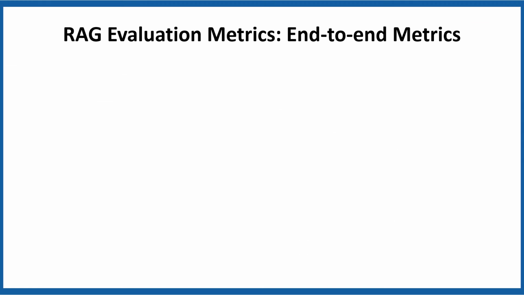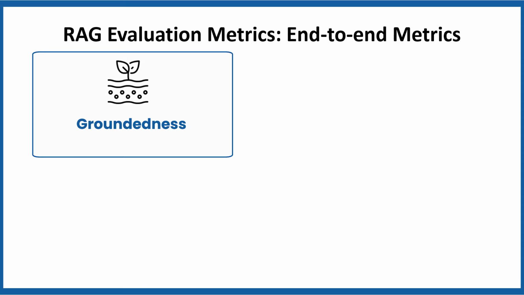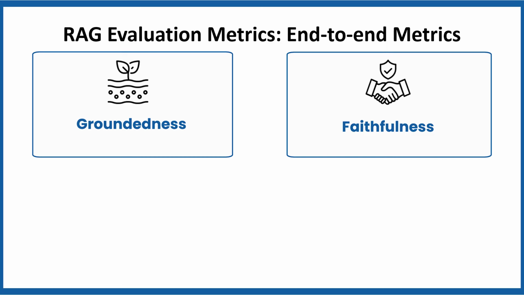Now it's time to discuss 4 end-to-end RAG evaluation metrics. Groundedness measures how much the generated answer is backed by the retrieved documents. It checks whether every statement can be traced back to the context, ensuring facts come from evidence, not from the model's imagination. High groundedness means the answer is anchored to the retrieved knowledge, which is crucial for safety critical domains like healthcare or finance.